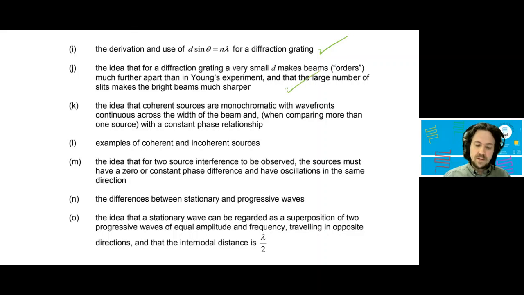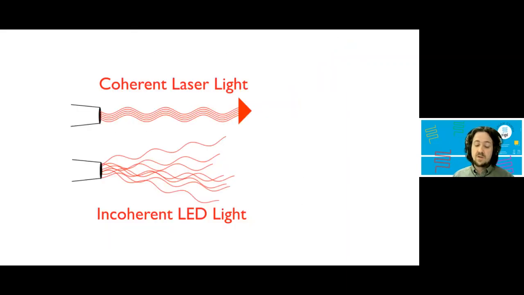Yeah, okay, that's lovely. The idea that coherent sources are monochromatic with wave fronts continuous across the width of the beam, and when compared to more than one source, with a constant phase relationship. So here's an example of what coherence means. Coherent light has the same wavelength, the same frequency, but if you look here, can you see that the wave fronts are all lined up? In other words, the peaks are lined up with the peaks, and the troughs are lined up with the troughs.